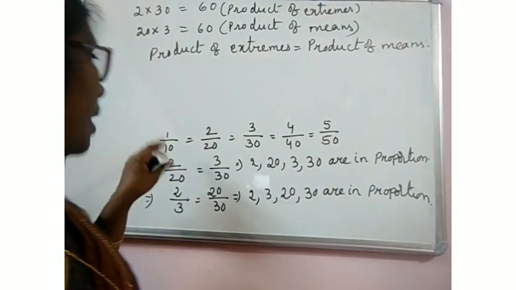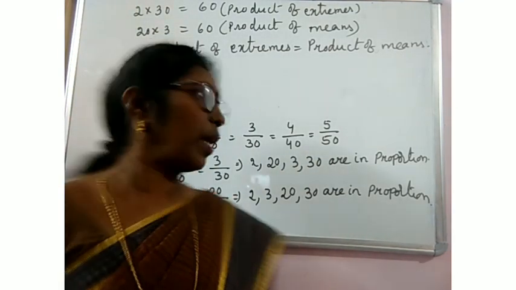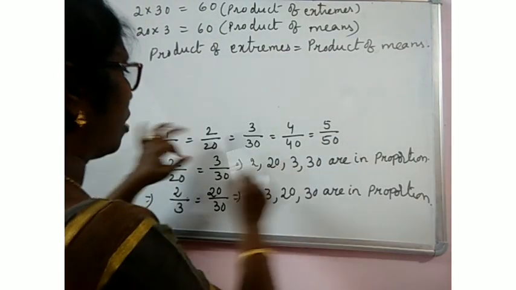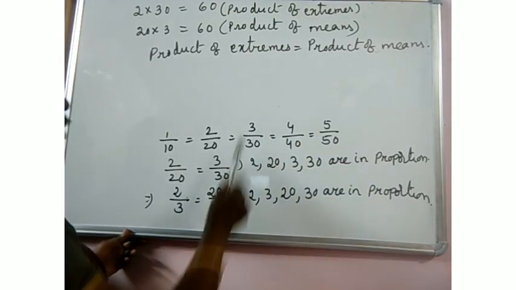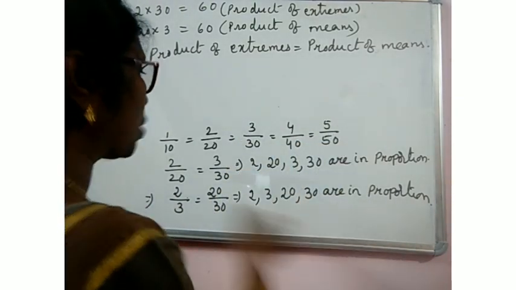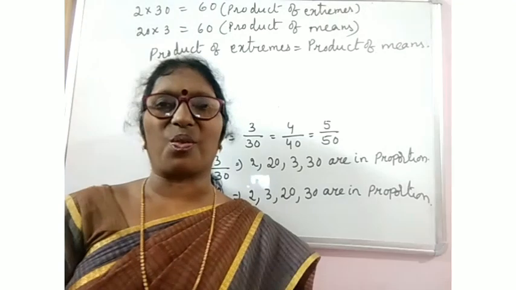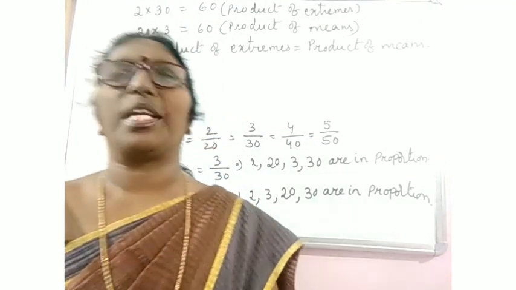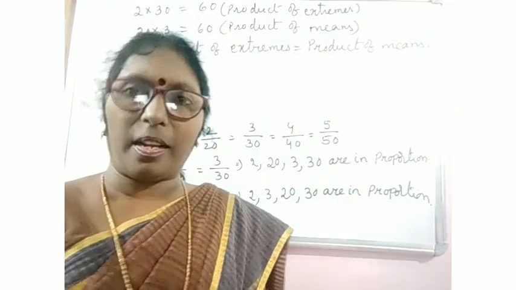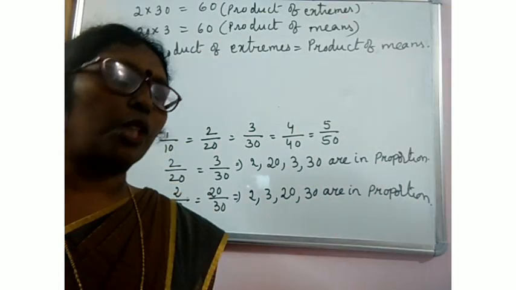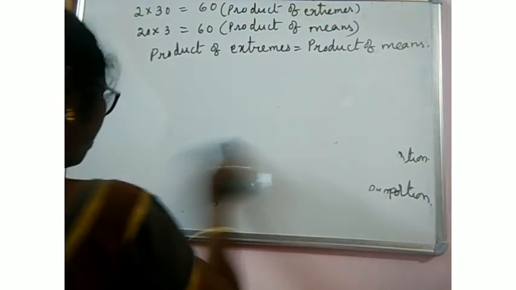So any two ratios if you take, they are in proportion. You can take 1 by 10, 5 by 50, or 2 by 20, 4 by 40, or 2 by 20, 5 by 50. 2, 25, 50 are in proportion, or 3, 30, 5, 50 are in proportion. Any two ratios, because you know that equality of two ratios is known as proportion. That's why any two equal ratios you take are in proportion. Out of four quantities, if you know any three, you can find the other one.